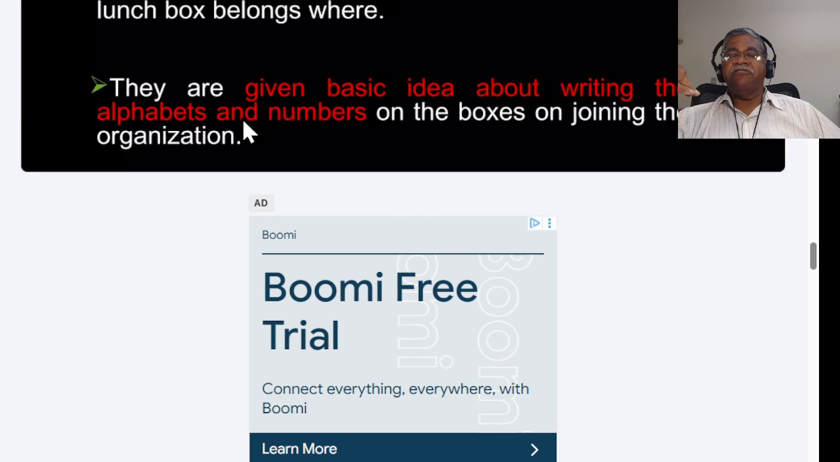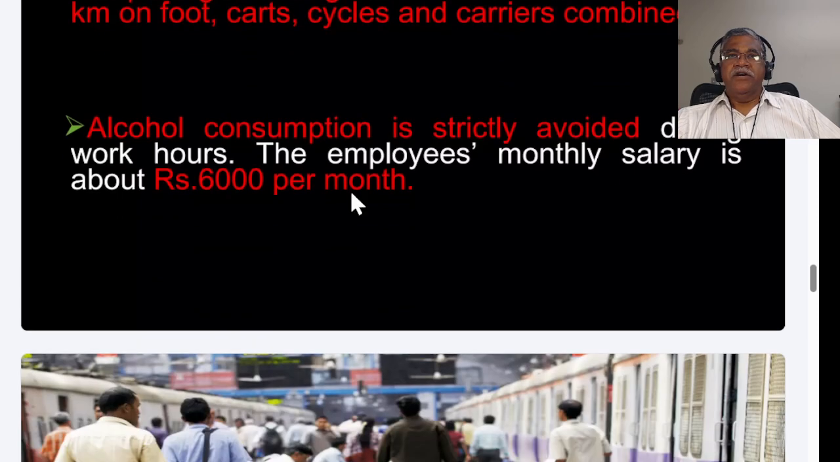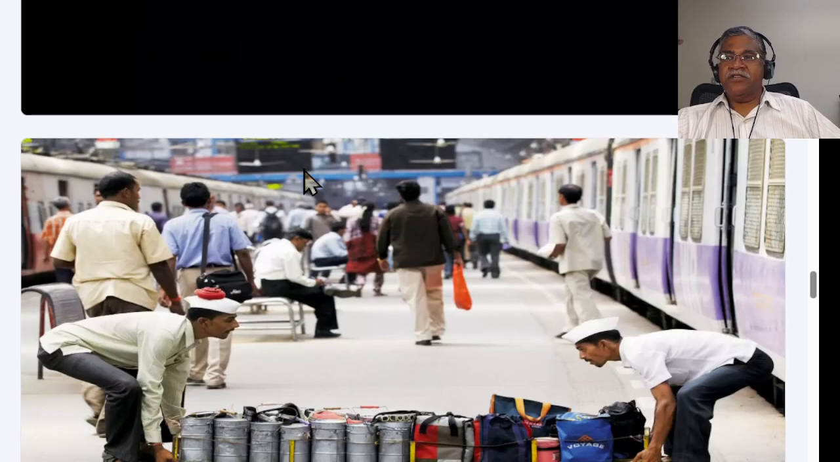Then the person from the aggregation point takes it across. It's not like you dump it into the railway compartment, into the compartment of the train. You actually have to stay there. There are people who carry it across, right? And so that's kind of the process. So 3 hours completing assignments, 60 to 70 kilometers on foot, bicycle, carriers combined. You're not allowed to drink. Okay, 6,000 rupees is the equivalent of $60 a month. Now, it's probably higher now, but $60 a month.